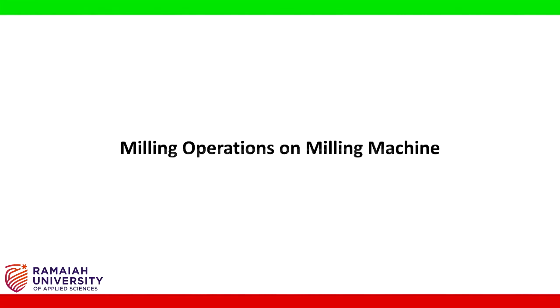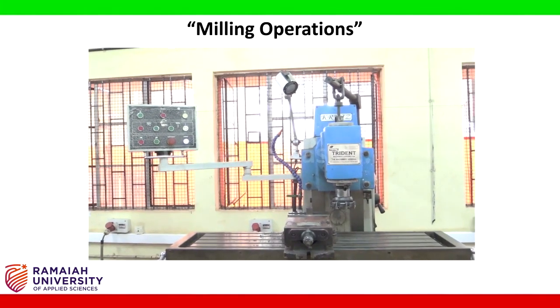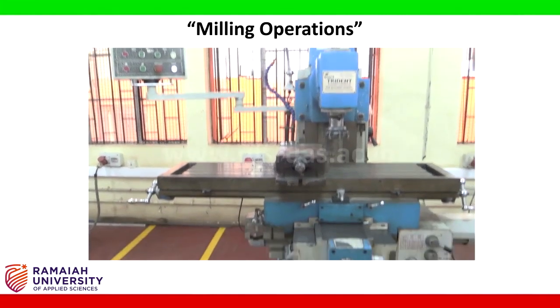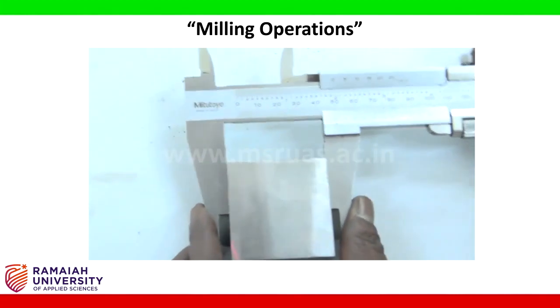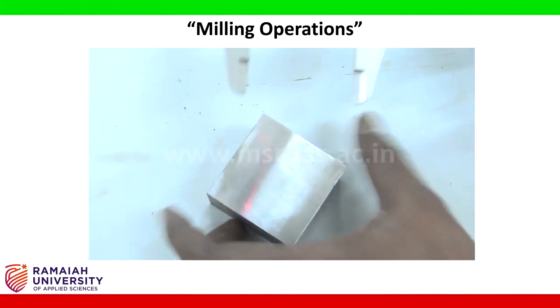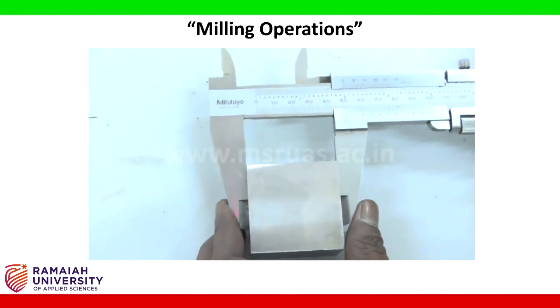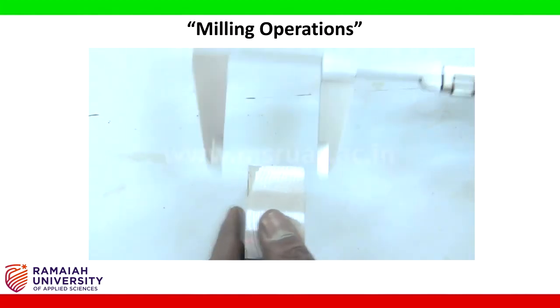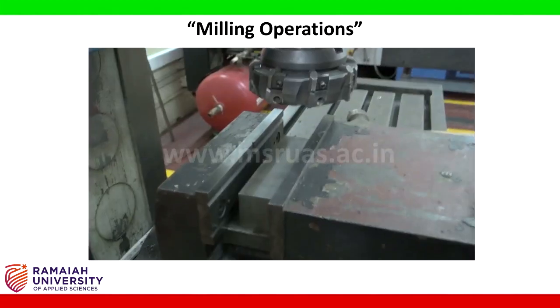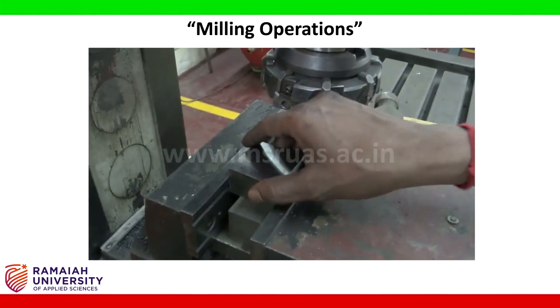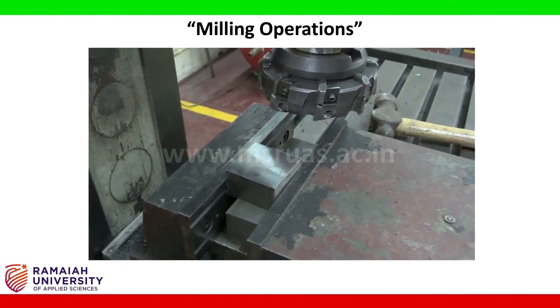Hello students, now we will learn the milling operations on a milling machine. This is the milling machine we are going to use for milling the work surface. Initially, we measure the original length, width, and thickness of the workpiece using a vernier caliper. Mount the workpiece rigidly in the machine vise.